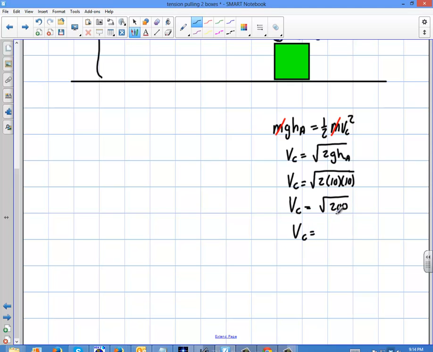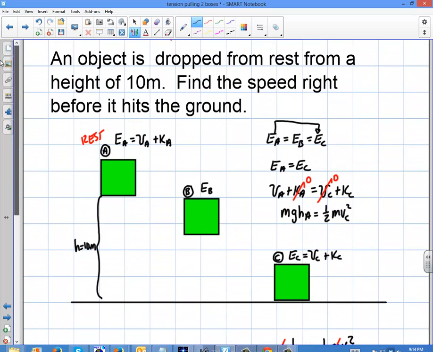Or I can factor that out. I have a 2 and 100, right? So I can basically make the final speed 10 root 2 meters per second. And that's the speed right before it hits the ground. So this is a basic application of energy, and we're just finding the speed right before it hits the ground, and we did not need to know mass to solve that.